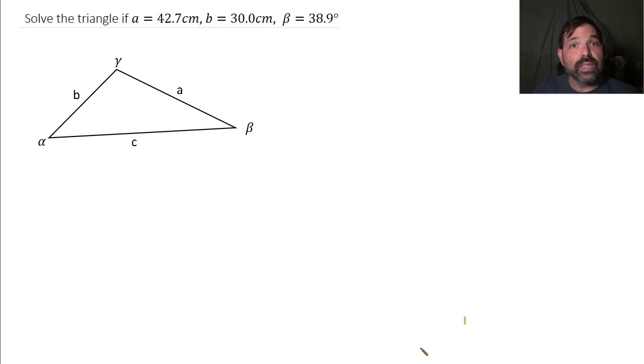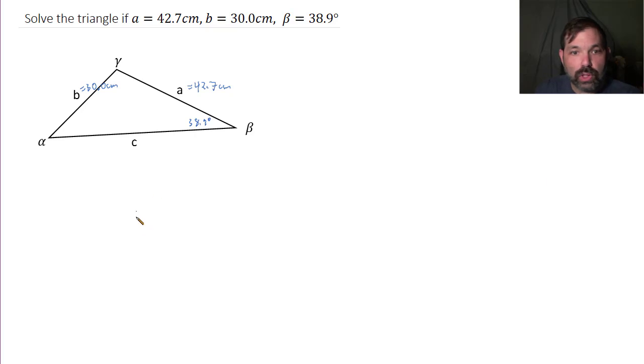So here's a second example with the side-side angle situation. Now would be a great time to pause and try this one out on your own. Alright, so let's see what we have. If A is 42.7 centimeters, B is 30 centimeters, and beta is 38.9 degrees.